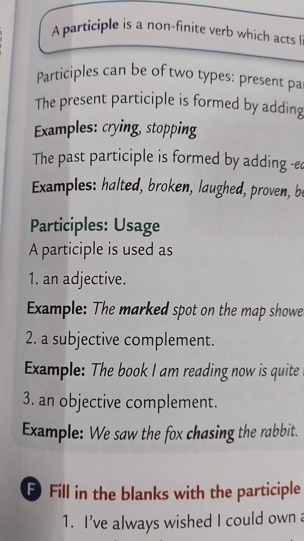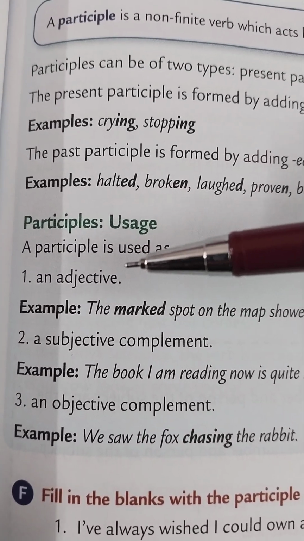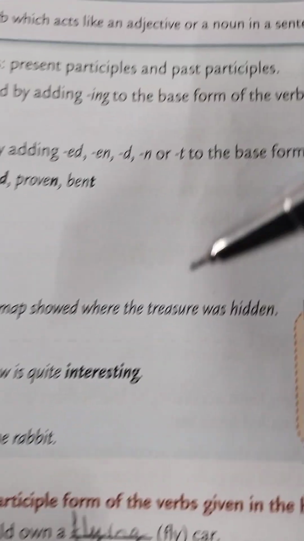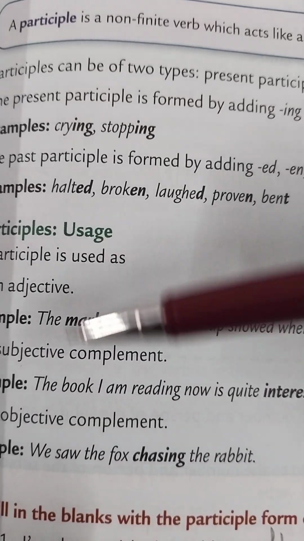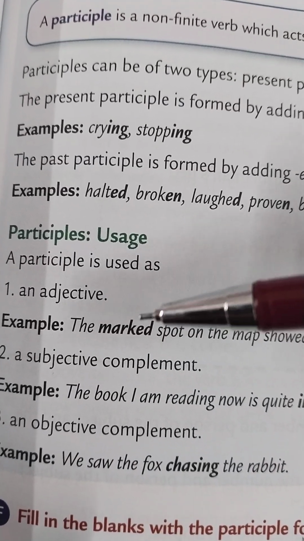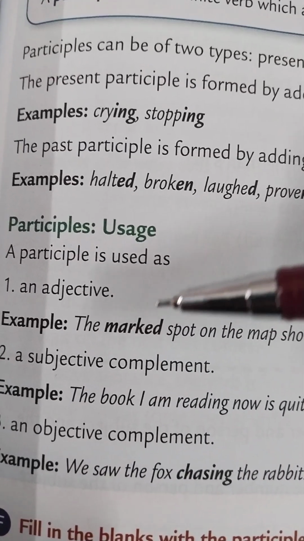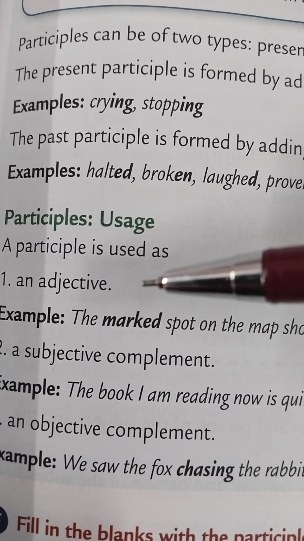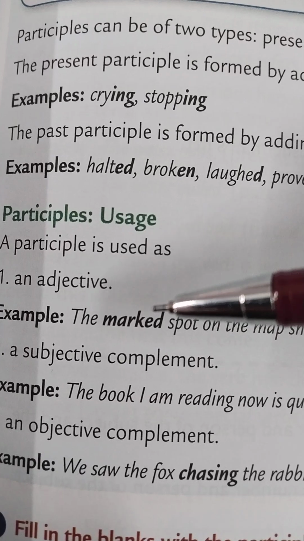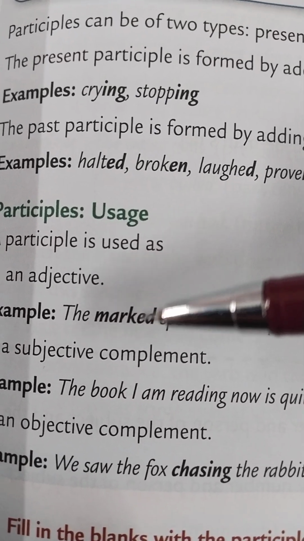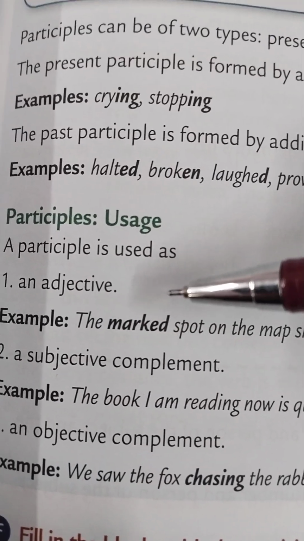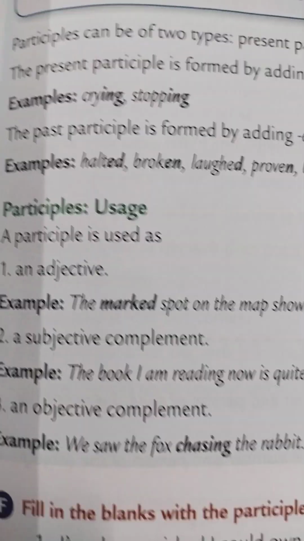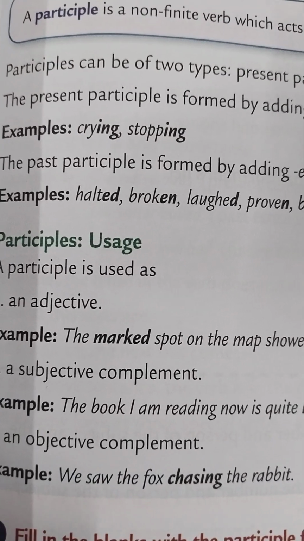Now how do we use participles? Children, participles are used as an adjective in a sentence, like: the marked spot on the map showed where the treasure was hidden. In this sentence, the word marked is a participle and it is working as an adjective because it is modifying the word spot, which is a noun, and an adjective, children, we know modifies a noun. So here this word marked is modifying the noun spot, and it is a word which has been formed by adding ed to it. So this is a past participle.